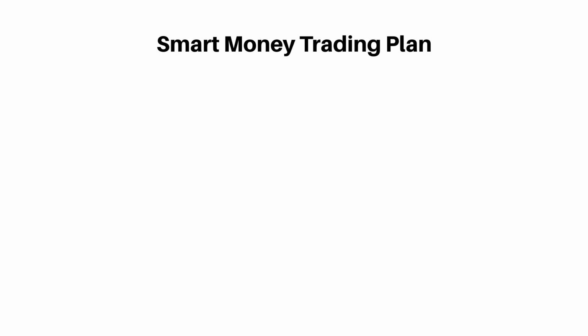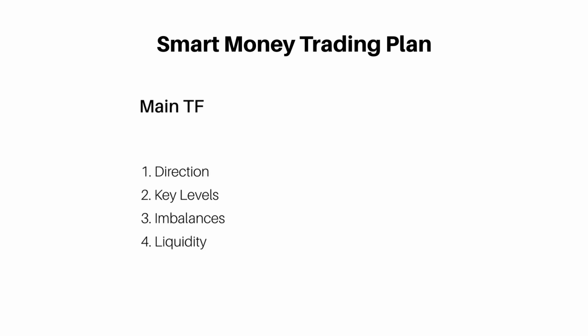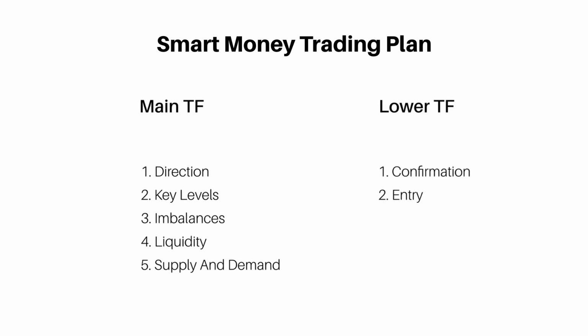Welcome back, traders. The smart money trading plan consists of two major time frames. First, we have the main time frame where we'll do most of our general analysis. This includes reading the market structure to find the direction, identifying key levels, imbalances, liquidity, and most importantly, spotting supply and demand zones that might offer high-quality trading setups. In the second part, we'll zoom into a lower time frame to look for confirmation and enter the trade.